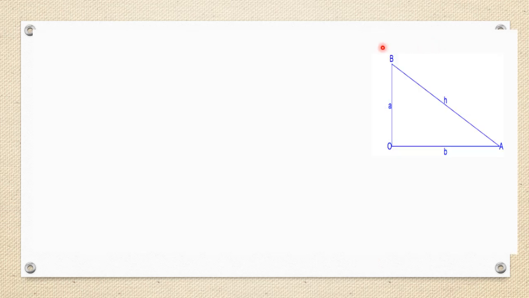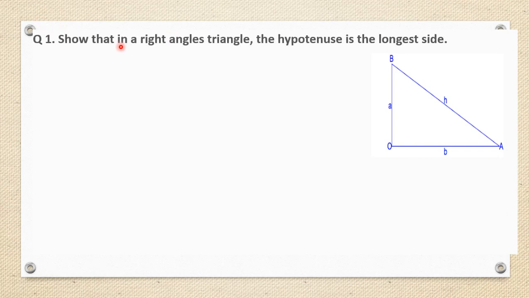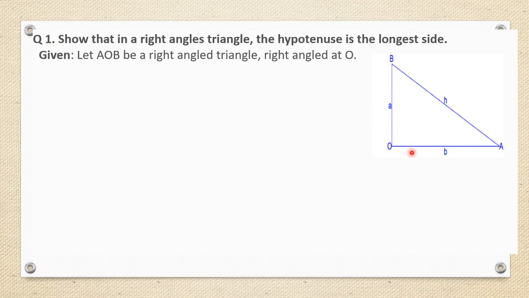Now let's talk about the problems based on these inequalities. The first question of this exercise is: show that in a right angle triangle the hypotenuse is the longest side. We are given a triangle AOB right angled at O, and we have to prove that the hypotenuse, that is AB, is the longest side.